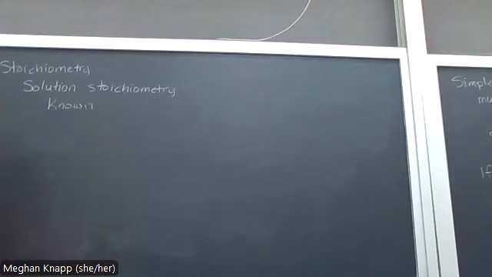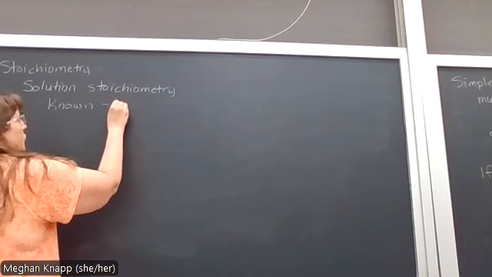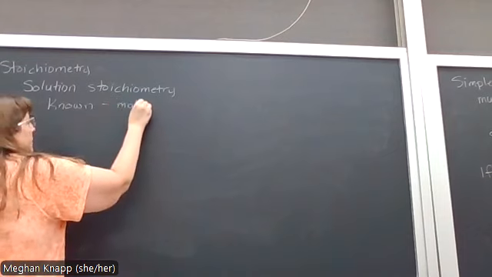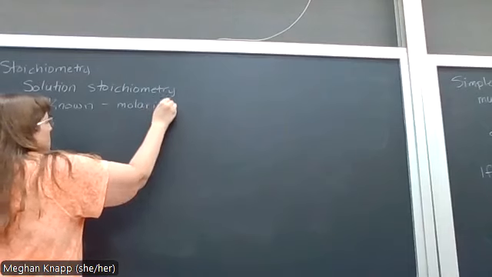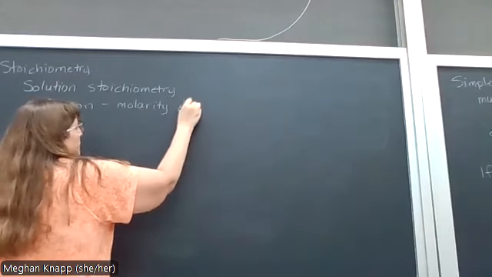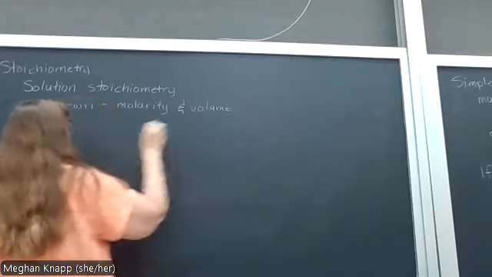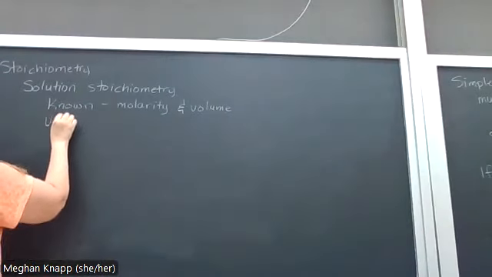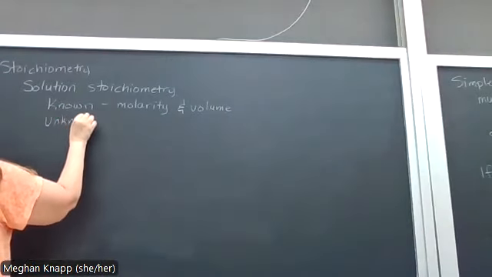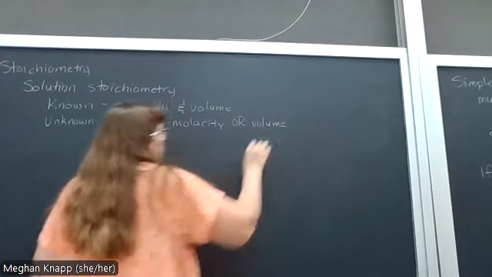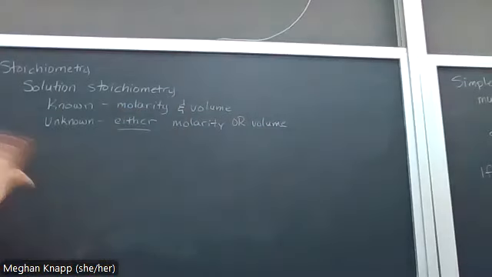For each solution, there are going to be 2 things, not just 1, because we're not going to start with moles. What we know about solutions generally is their molarity. So the known, we will know their molarity. And to get to moles, we need volume. For the unknown, we will have one of these. So we're going to try to get to whichever one is missing.